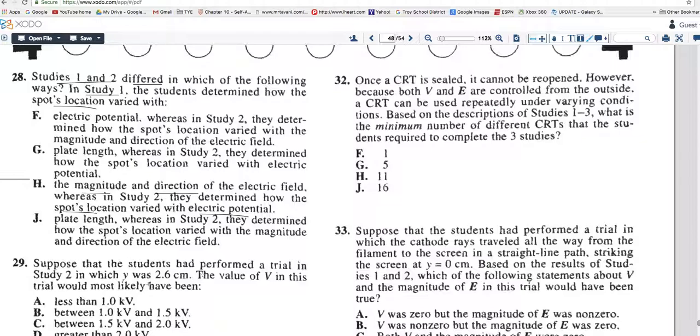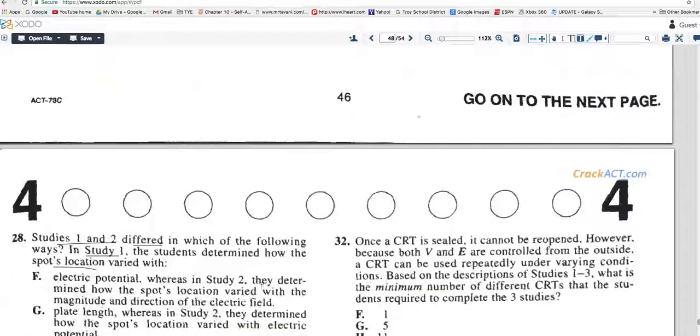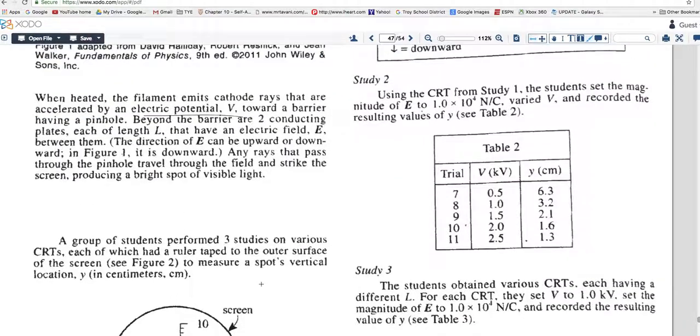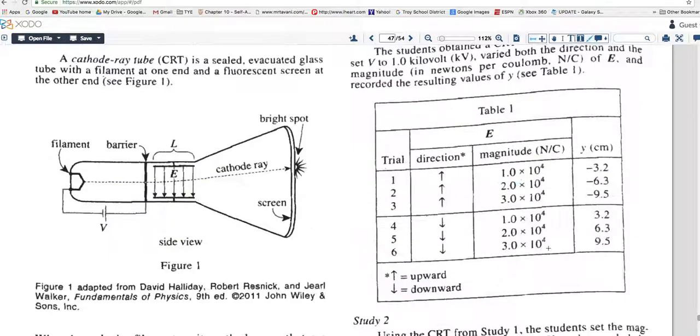29, who wants to do it? Manvita. Okay, so you underline study 2 and Y 2.6, and then you underline the value of V. So then you go to study 2 and look at table 2, and the Y equal to 2.6 is between 2.1 and 3.2. So the V has to be between 1 and 1.